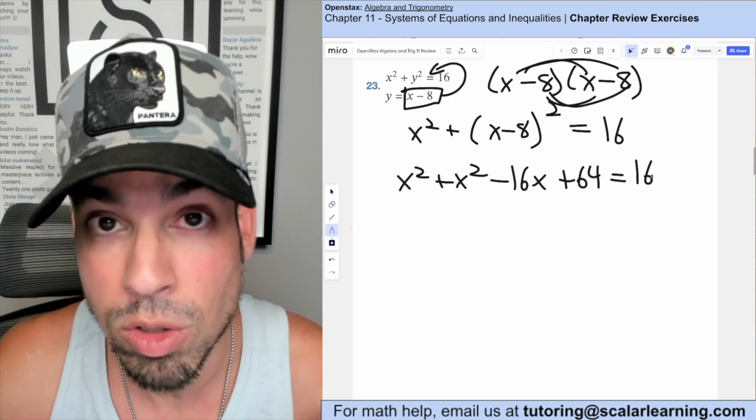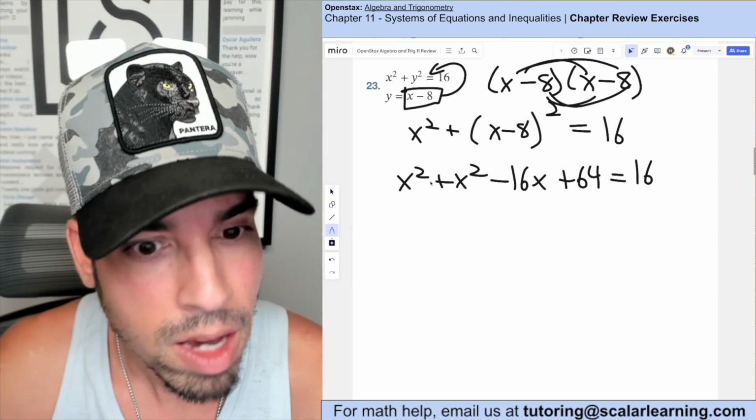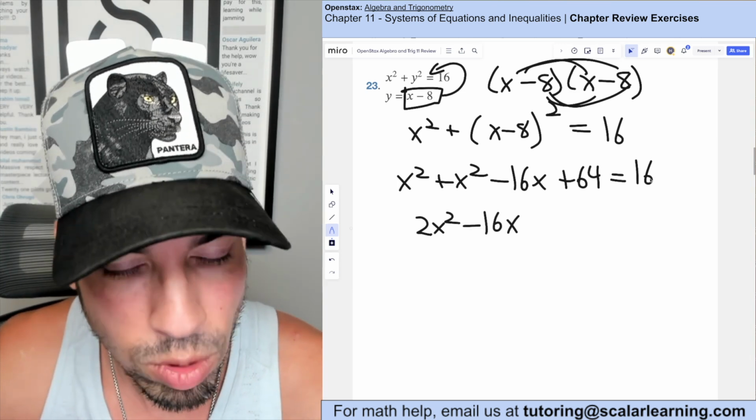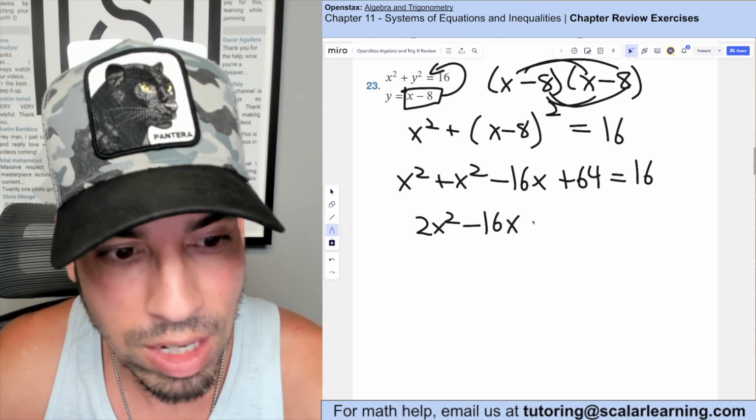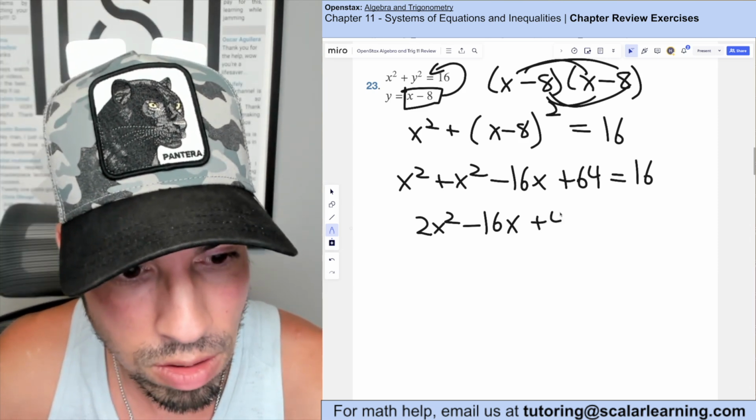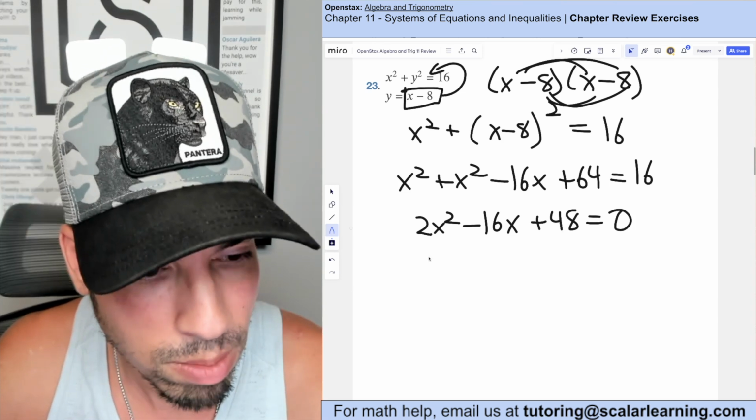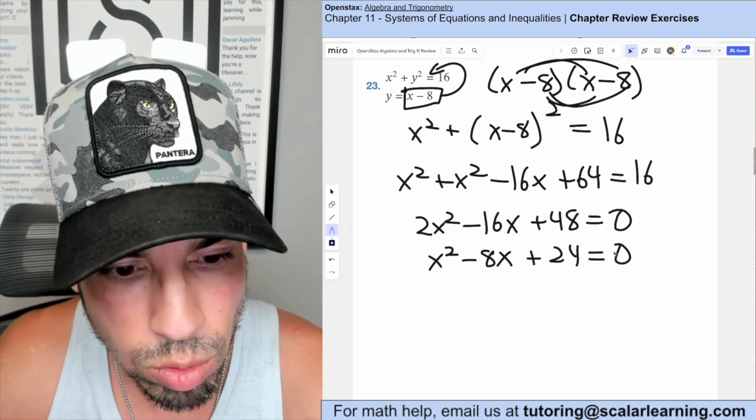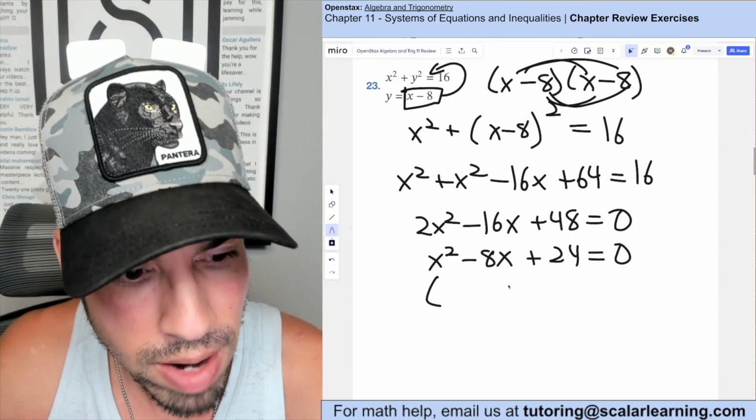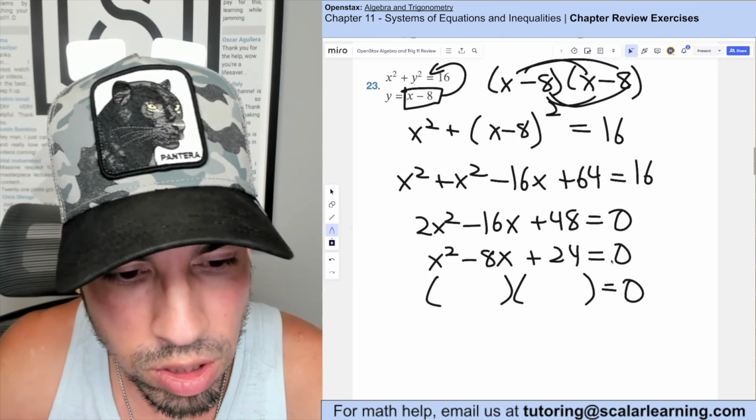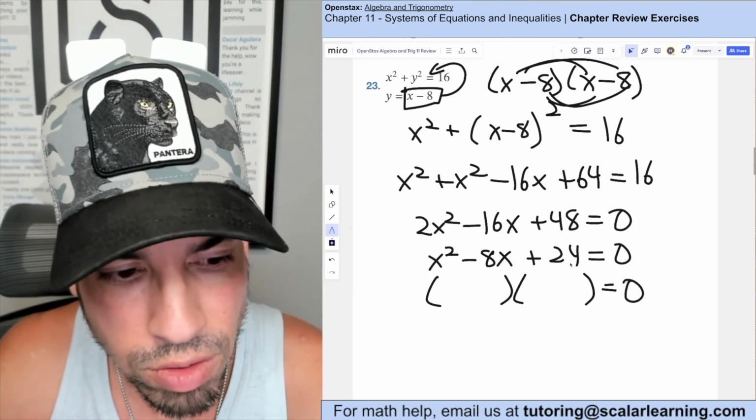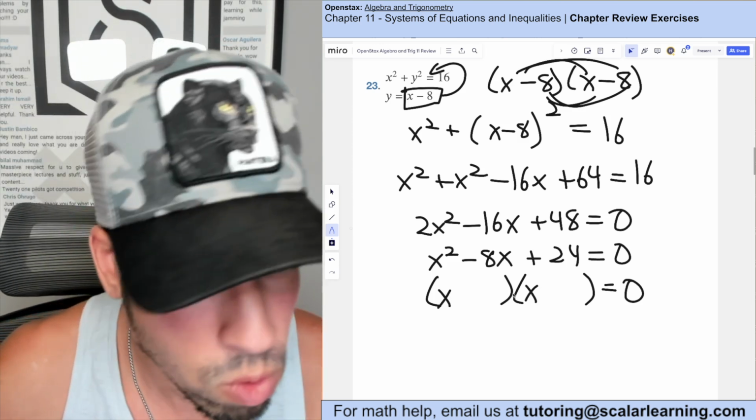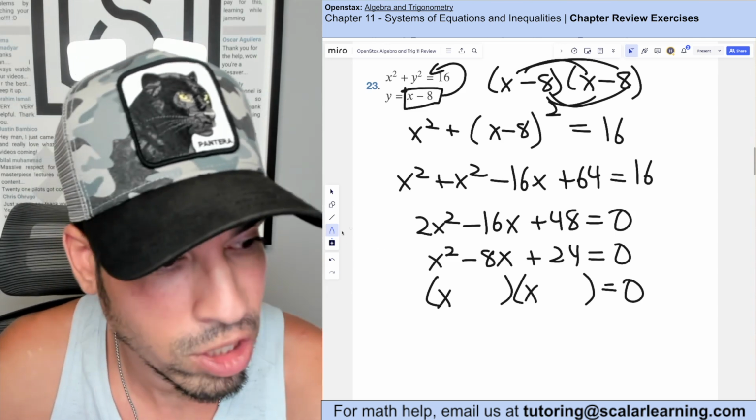So once again, we're going to use the 0 product rule because we got a nice quadratic. So we got 2x squared minus 16x, and then we're going to subtract 16 from both sides. We set everything equal to 0. 64 minus 16 is 48. And then we're going to divide everything by 2. We got x squared minus 8x plus 24 is equal to 0. Now let's see if this is factorable, okay? So what two numbers theoretically multiply to positive 24 and add to negative 8? The only thing I can think of is like negative 6 and 4, negative 8, negative 3. So it actually seems like it's not factorable.